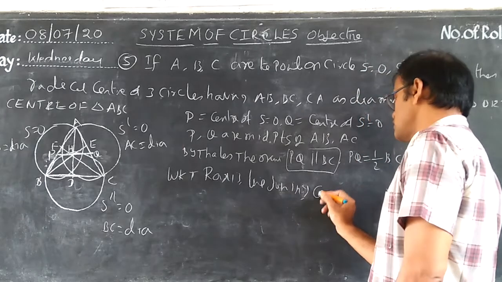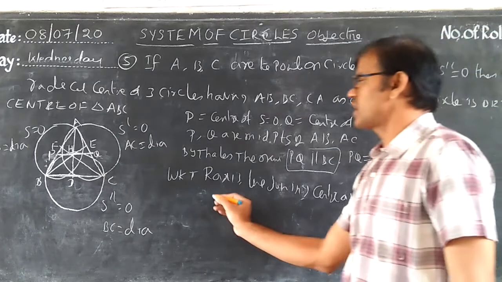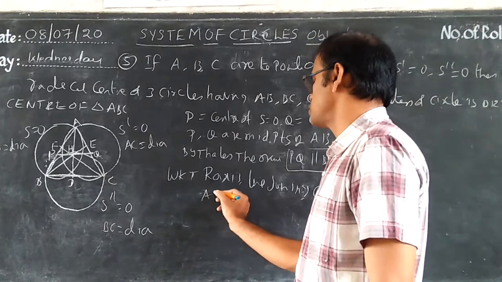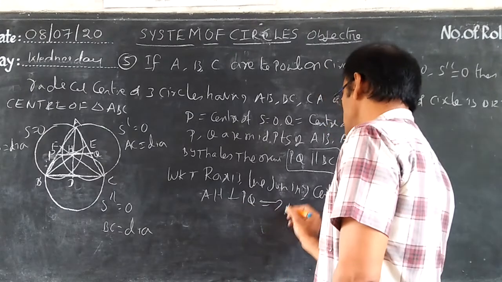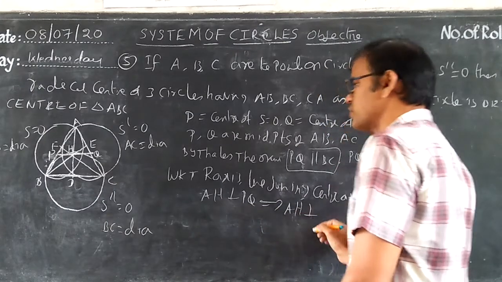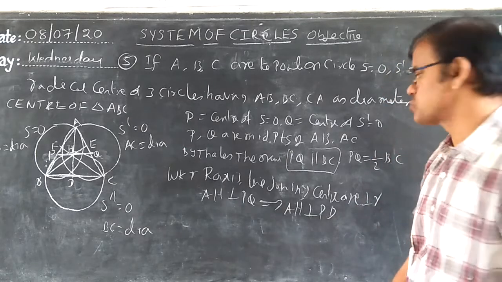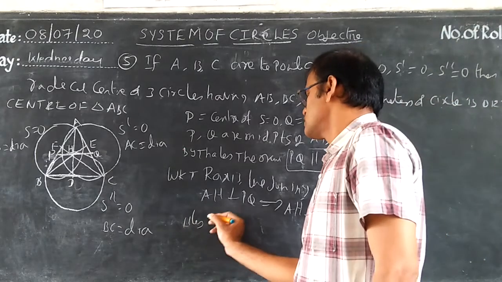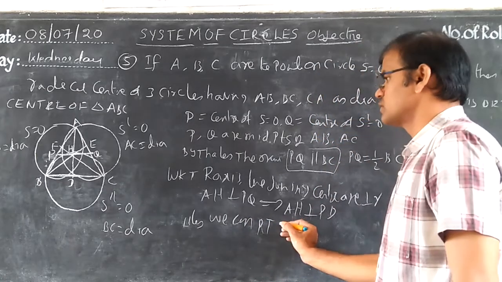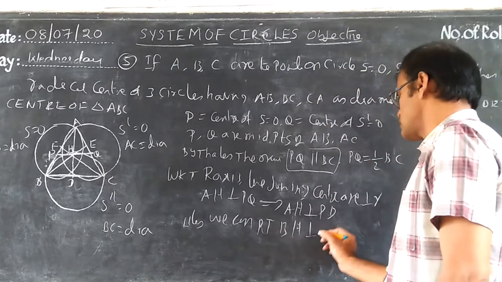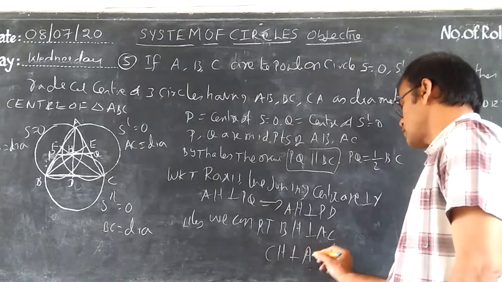Radical axis and the line joining the centers are perpendicular. Whenever the radical axis is there, you can say AH is perpendicular to PQ. That implies AH is also perpendicular to PD. So PD became an altitude. Similarly, we can prove that BH is perpendicular to AC, and similarly CH is perpendicular to AB.